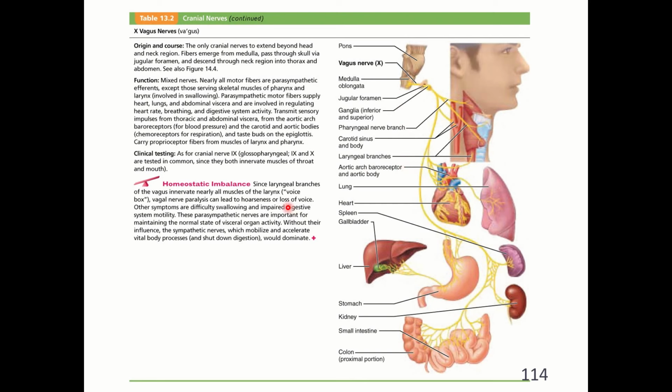In the homeostatic imbalances, since laryngeal branches of the vagus innervate nearly all muscles of the larynx or voice box, vagal nerve paralysis will lead to hoarseness or loss of voice. Other symptoms are difficulty swallowing and impaired digestive system motility. These parasympathetic nerves are important for maintaining the normal state of visceral organ activity. Without their influence, the sympathetic nerves, which mobilize and accelerate vital body processes and shut down digestion, would dominate, and this is incompatible with life.